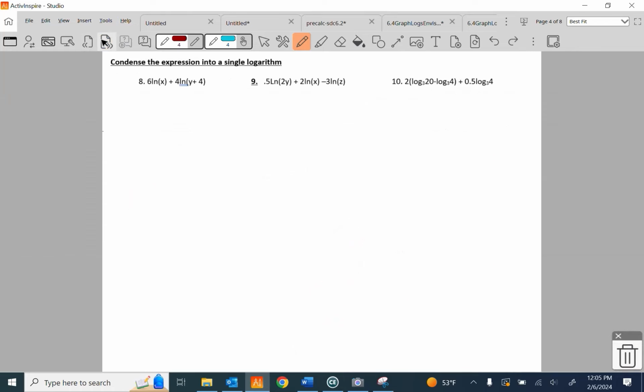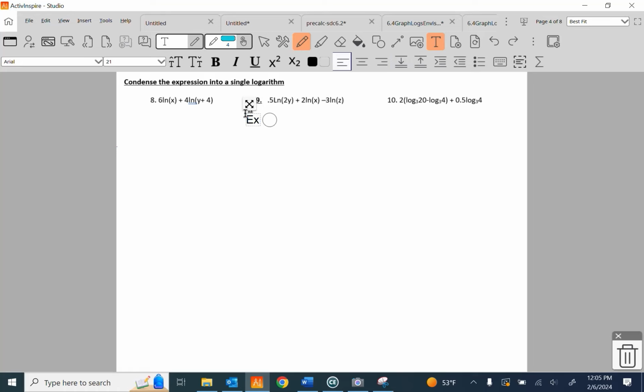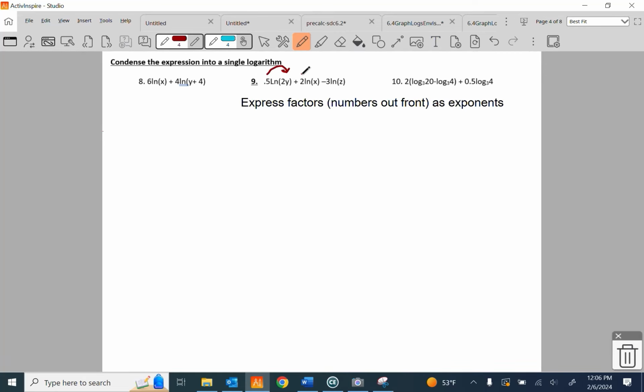All right, moving forward. Condense the expression into a single logarithm. All right, first things first. You express your factors, which are the numbers out front, as exponents. That's what I'm going to do first. I'm also going to convert to fractions. So this guy is going to get moved up top. He's going to move there. He's going to move there. She's going to move there.